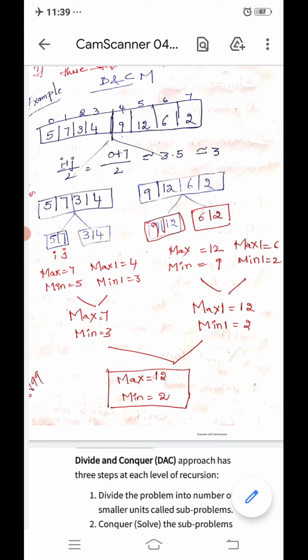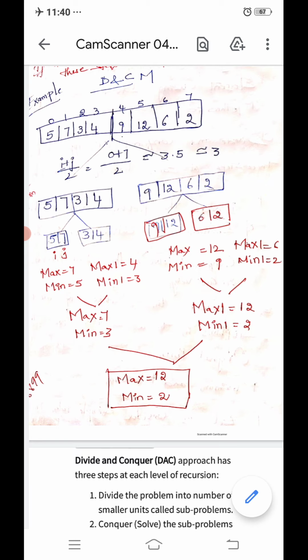Now we divide the problem into smaller units called sub problems. On the left hand side we look at 5, 7, 3, 4, and on the right hand side we look at 9, 12, 6, 2. We conquer the sub problems recursively, in the sense we solve the problem repetitively, dividing the problem into smaller units like sub problems.